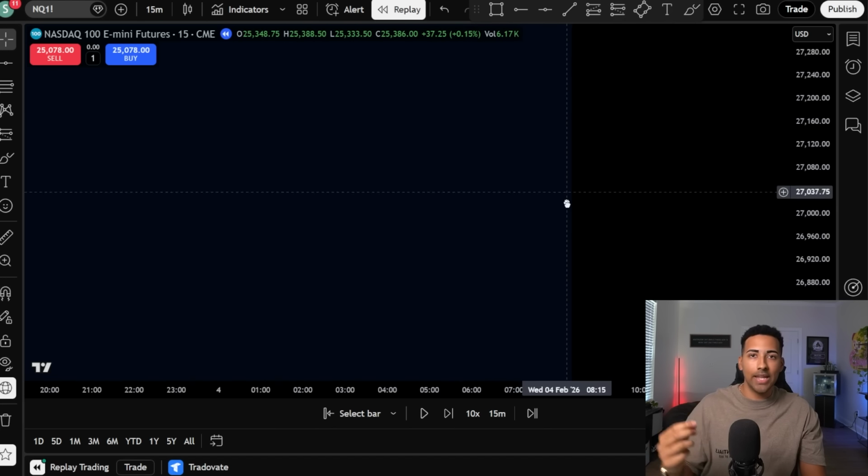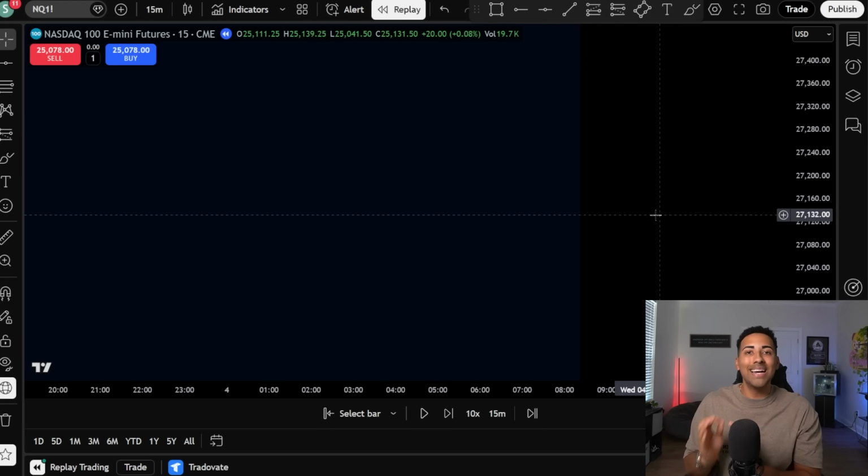And there's one more thing that I forgot to tell you. If you combine this entry model with something like VWAP, something like an EMA or an order block, something that gives you an extra confirmation, it can be insanely powerful. You can make a lot of money, and this is what I do every single day.